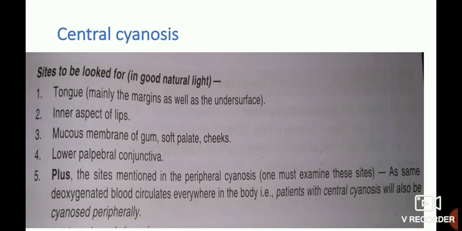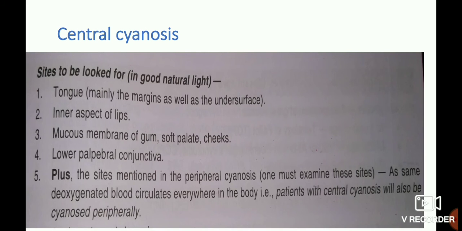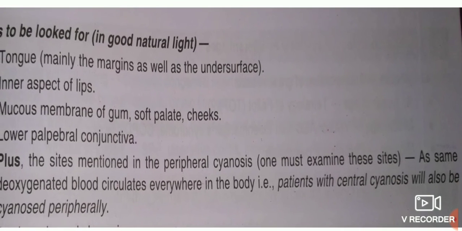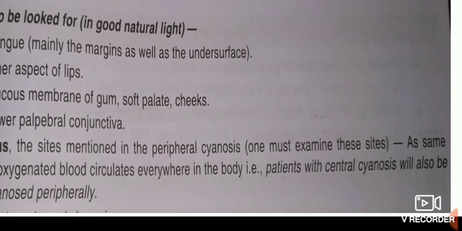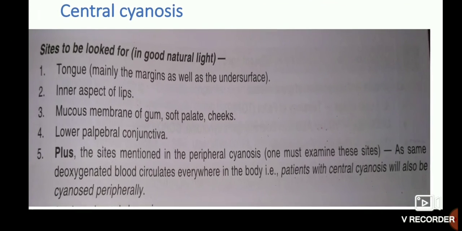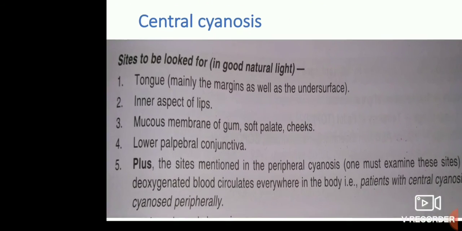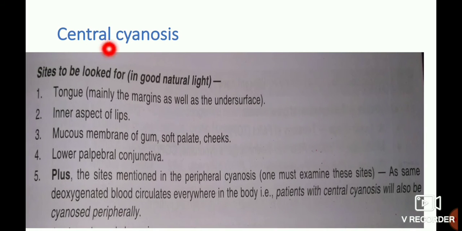Except these areas, in a patient we are suspecting for central cyanosis, we will also see the sites where peripheral cyanosis develops. Why? Because the deoxygenated blood circulates everywhere in the body. The patients with central cyanosis will also be cyanosed peripherally. That's why you should always look for the sites where peripheral cyanosis is looked for in a patient with central cyanosis.